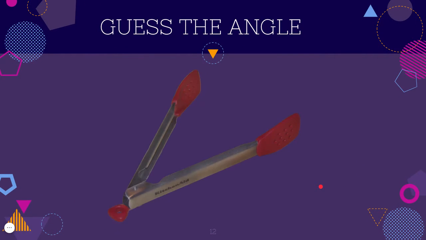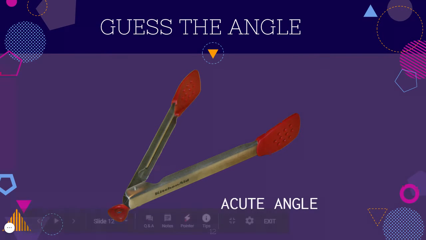The next picture is on the screen and you can guess this one. I hope you might have guessed it. It's going to be an acute angle. As you can see, it feels like it's closer towards 0. So it's going to be a acute angle. It is less than 90 degrees.